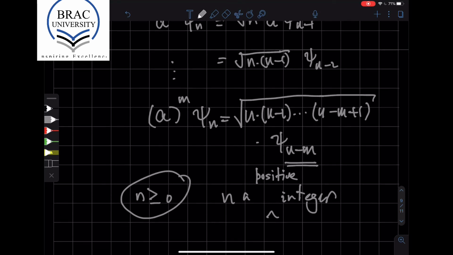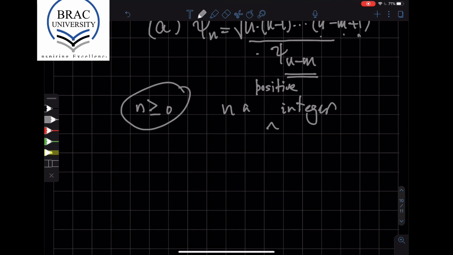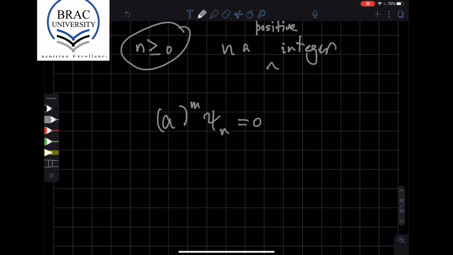And therefore, at some point, this normalization constant becomes 0 because m minus 1 is equal to n, and therefore it becomes 0, and for that critical value, a to the m acting on psi n gives us 0, and therefore we do not reach a state with a negative value of n. So this means that n is a positive integer, that is it's from the set 0, 1, 2, and so on.